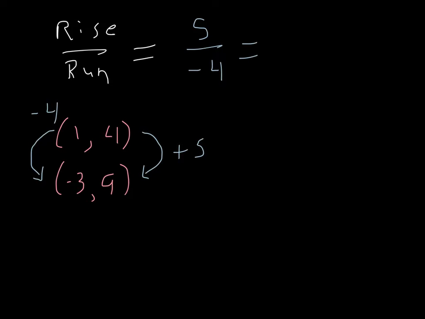Unfortunately, 5 over -4, there's not an option for that. So let's rewrite this a different way. We could write it as -1 and 1/4, so that's as a mixed number. Or if we want to simplify that and write it a different way, -1.25. And if you look, option 3 is the correct answer for this one in that case.